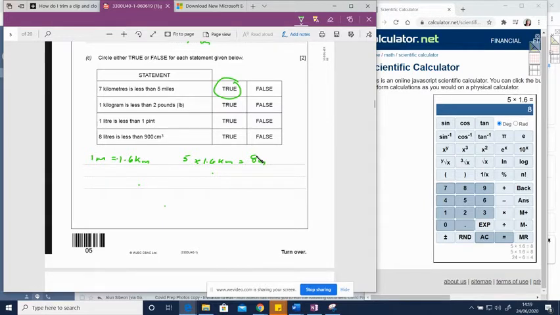1 kilogram is less than 2.2 pounds. Well, 2.2 pounds, I know, is equal to 1 kilogram. You have to learn these conversions. So 1 kilogram is less than 2.2 pounds is false, because 1 kilogram is actually 2.2 pounds. 1 litre is less than a pint. Is that true or false? Well, I know that 1 pint is equal to 0.47 of a litre. So 1 litre is less than 1 pint is false.